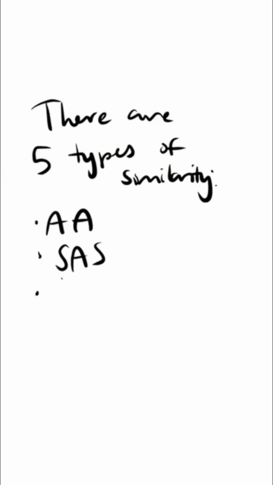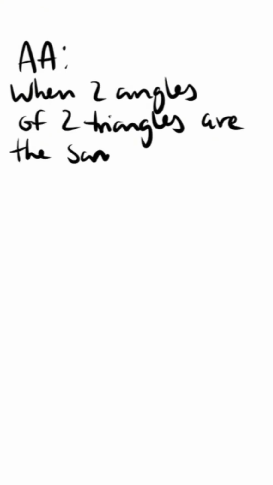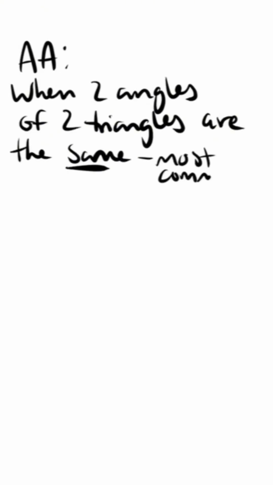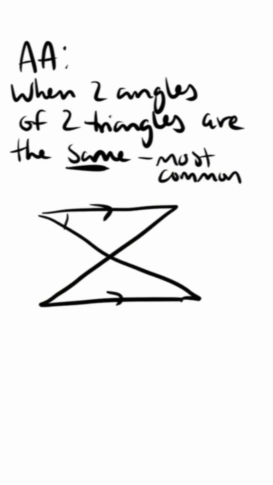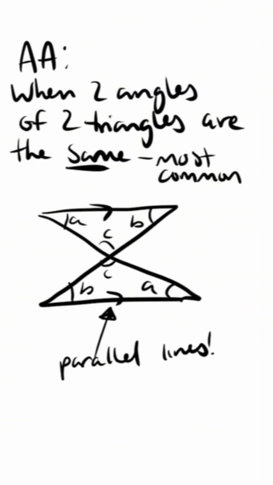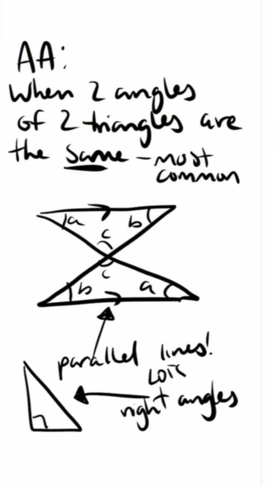AA, SAS, SSS, HL, and LL. AA similarity stands for angle-angle, and it's when two angles of two triangles are the same. This is the most common type of similarity, and it's AA, not AAA, because a triangle's angles always sum to 180 degrees, so if two angles of two triangles are the same, the last two would be the same as well. This type of similarity is also most seen with parallel lines and lots of right angles in a figure.